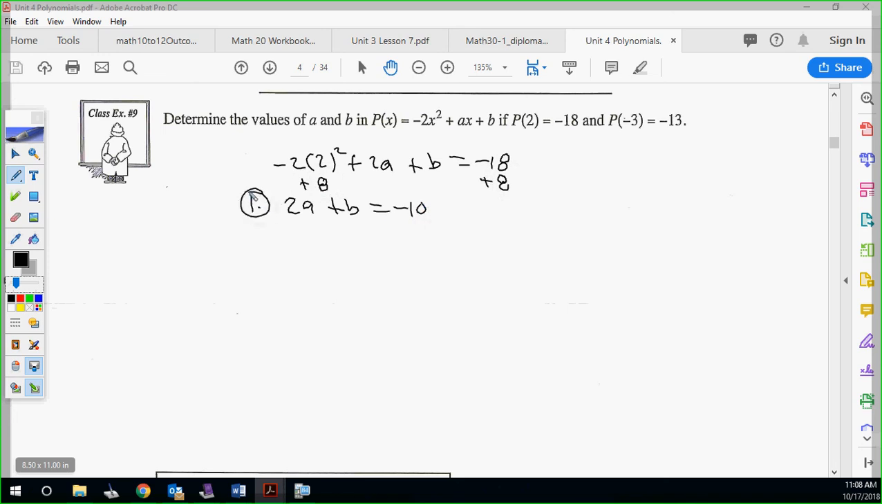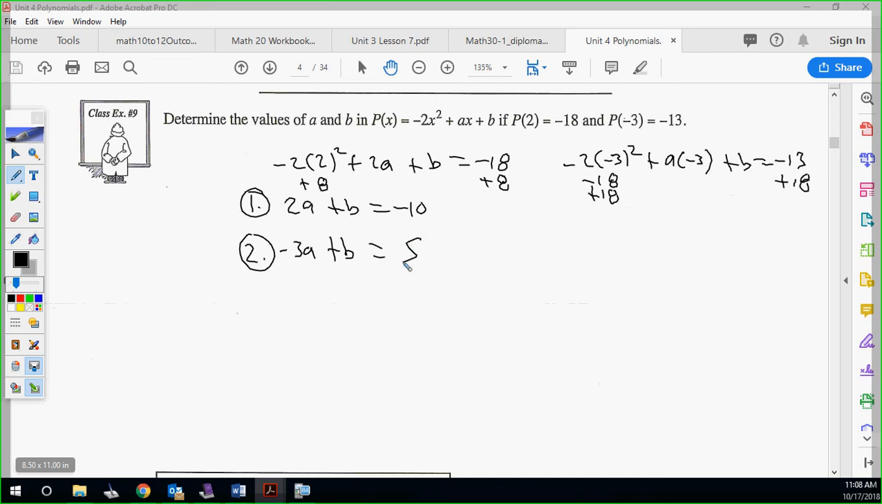You like to kind of have the variables on one side and the constant on the other side when you're doing systems. The second piece, p of negative 3 is negative 13. So then we have negative 2 times negative 3 squared plus a times negative 3 plus b equals negative 13. Okay, so negative 3 squared is 9. So this piece is negative 18. So I'm going to add 18 over. So equation 2 is negative 3a plus b equals 5.